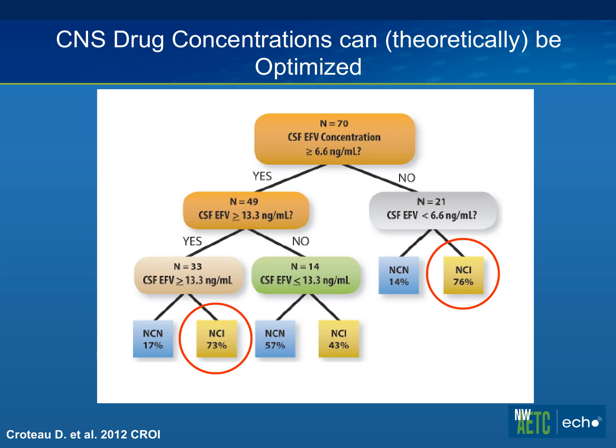Okay, so now we say, what if it was at or above 6.6? What if it was even higher, at or above 13.3? Again, about 3/4 are neurocognitively impaired. So too little, too much. In the middle, between the 6.6 and the 13.3 cutoff, 60% of people were neurocognitively normal. So that's the kind of data that's used to support this conceptualization.